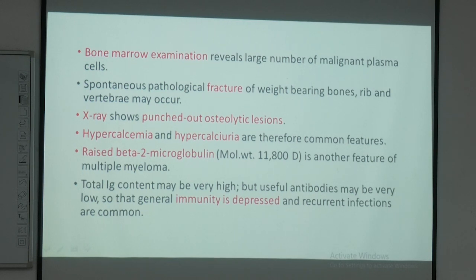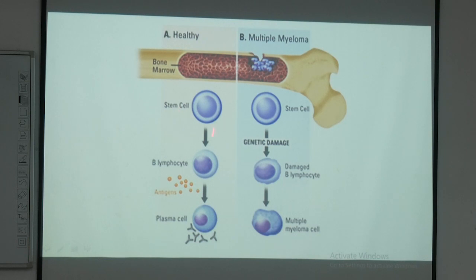So these multiple myeloma cells produce osteoclast activating factors. So the osteoclasts are much more active, and when the osteoclasts are much more active, there will be destruction of bone. There is also raised level of beta 2 microglobulins, and I have explained that the immunity is depressed. So here we can see in multiple myeloma, there are much more plasma cells in the bone marrow.